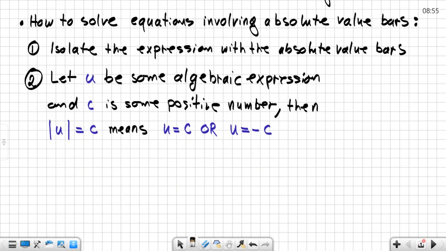if U is some algebraic expression, that means something with an x involved, and C is some positive number, then if I have my absolute value bar on the left side isolated, alone, with nothing in front and nothing behind it, and it is equal to some positive number on the right side, then I can open up my absolute value bars and turn this into two separate equations: it is either equal to the positive C or the negative of that number. These two equations then have to be solved separately.